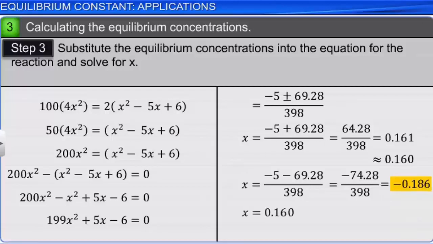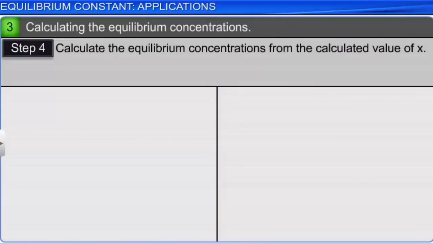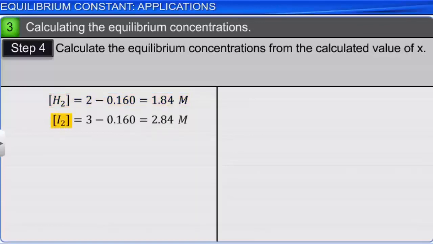The fourth step is to calculate the equilibrium concentrations from the value of x. The initial number of moles of hydrogen is 2. Hence, at equilibrium, the concentration of hydrogen will be 2 minus 0.160. This is equal to 1.84 moles per liter. In the case of iodine, the initial number of moles was 3, and hence, the equilibrium concentration would be 3 minus 0.160. This is equal to 2.84 moles per liter. And finally, the equilibrium concentration of hydrogen iodide will be equal to 2 multiplied by 0.160. This is equal to 0.32 moles per liter.